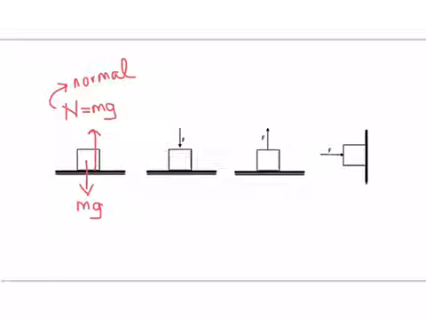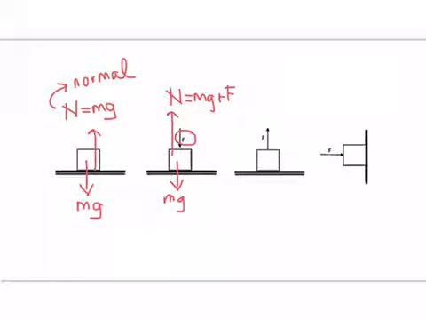In the second one, I push the object with a value of F downwards. So I also have the weight. So the force acting on the surface is the sum of these two. So the reaction force, the normal force, will be equal to the sum of these two forces.